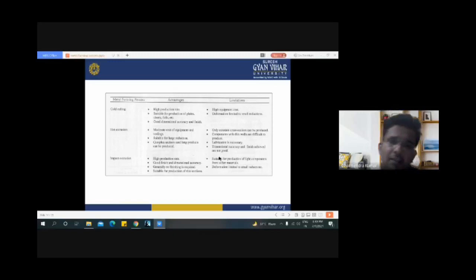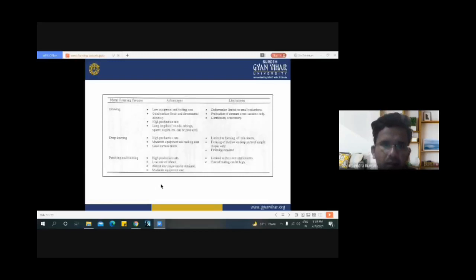Here are some advantages of impact extrusion: high production rate, good finish and dimensional accuracy. Generally, no finishing is required in impact extrusion. It is suitable for production of thin sections also. Here are some limitations of impact extrusion: it is suitable for production of small components from softer material only, and deformation is limited to a small reduction.